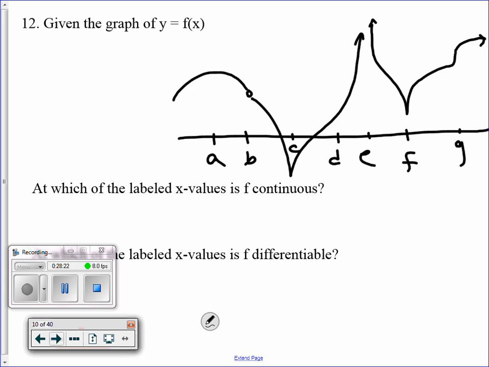So, continuous at A? Sure. Technically, you're saying that the limit, the y it's approaching, is equal to the y it gets to at A. So A. B, it would not be continuous because even though the limit exists, f of b does not exist. So don't include B. C, it is continuous because the limit and the actual y value there, f of c, are equal.